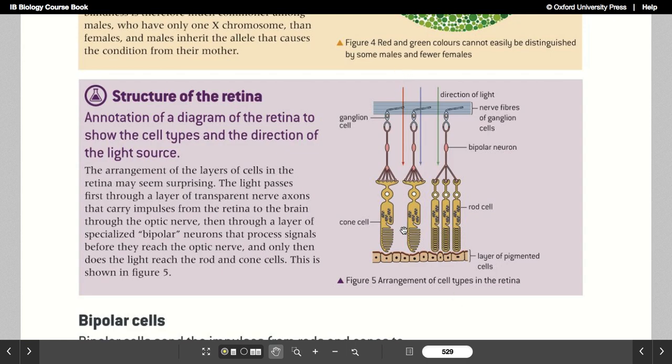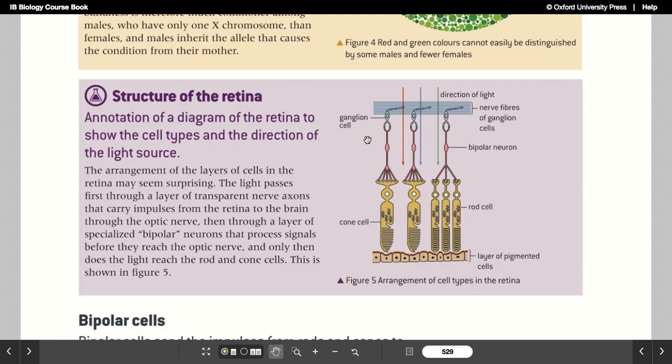Okay, so like we said, light goes in. If light goes in, the cone cells and the rod cells are not going to depolarize. If they don't depolarize, they do not send the inhibitory neurotransmitter. And if they don't send the inhibitory neurotransmitter, the bipolar neurons will depolarize.